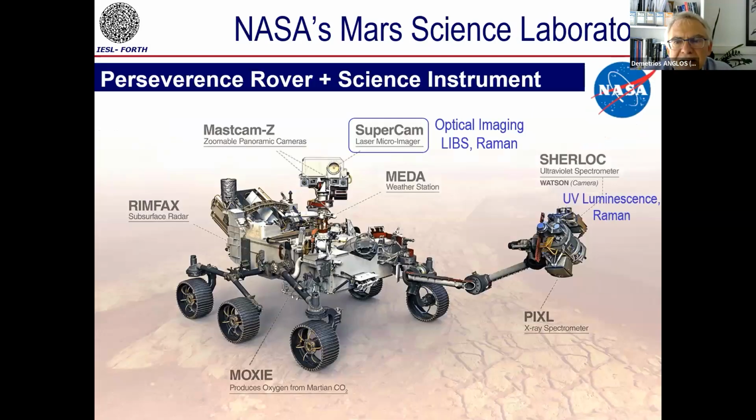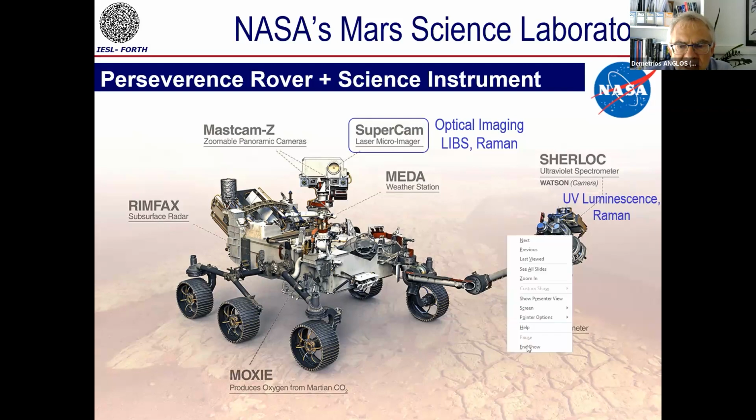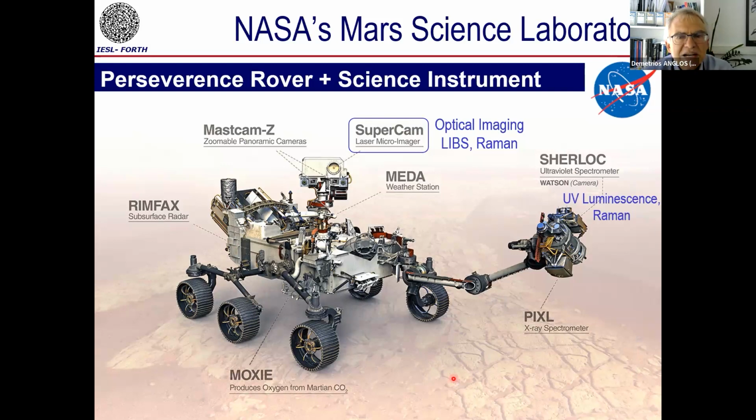So mobility and remoteness are the concepts we're talking about. What we see on the screen, basically the Perseverance rover of NASA that was launched 2 years back on the Mars, is a beautiful example of remote sensing and mobile laboratories or mobile spectrometers.